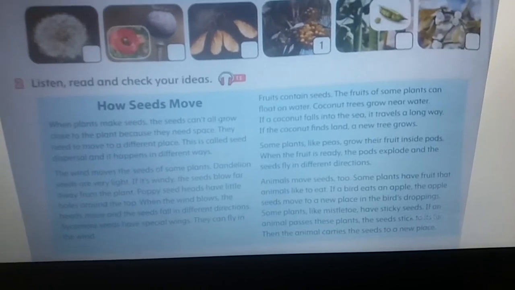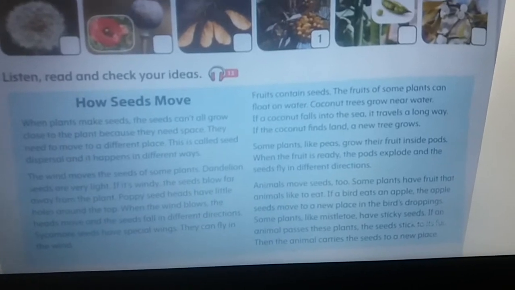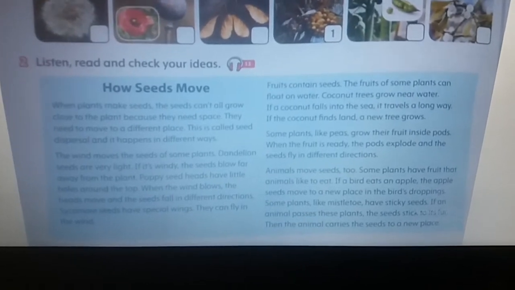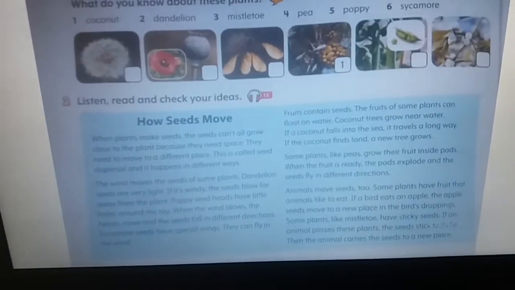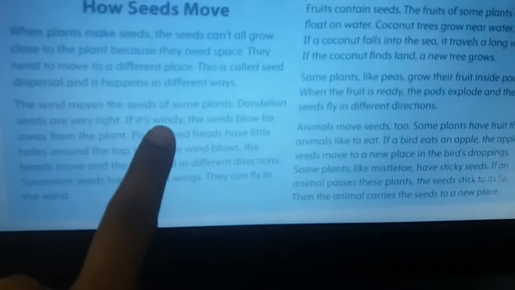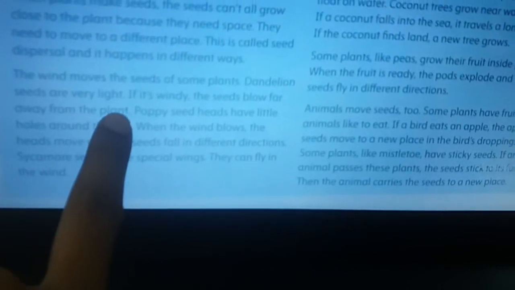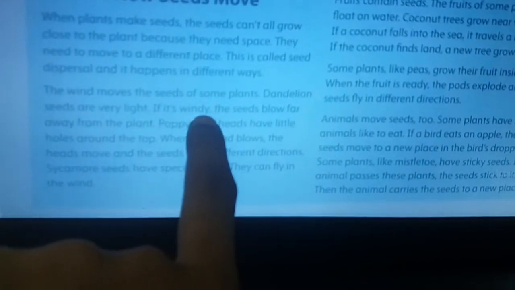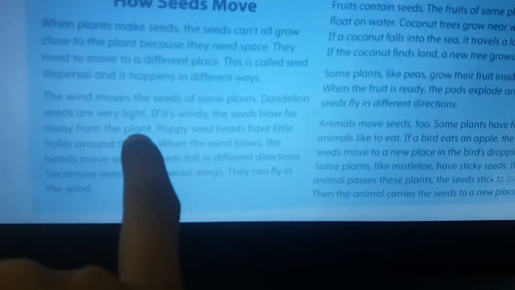Okay, after you listen, please read more. After you read, please underline. You underline what the zero conditional is here. For example, look at this: if it's windy, the seeds blow far away from the plant. Okay, this is zero conditional. If it's windy, this is the condition, and the result is the seeds blow far away from the plant.